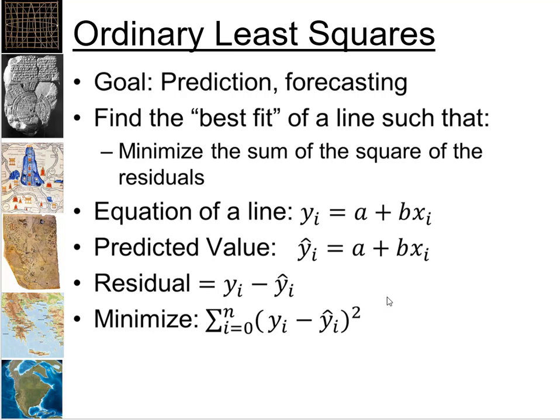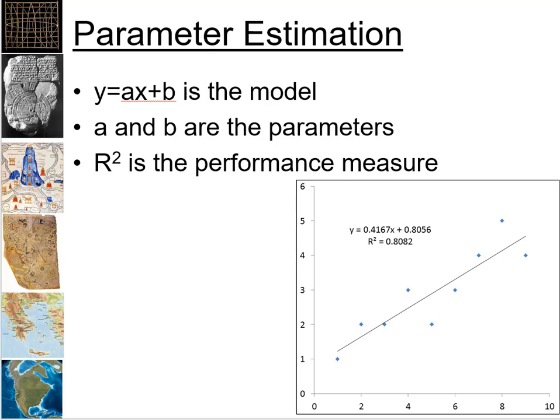From this, we can then get a predicted value. In other words, for any value of x, we can go up to our line, which is this equation, and we can go over and get a value for y. So for each x, there is a predicted value for y. Okay?